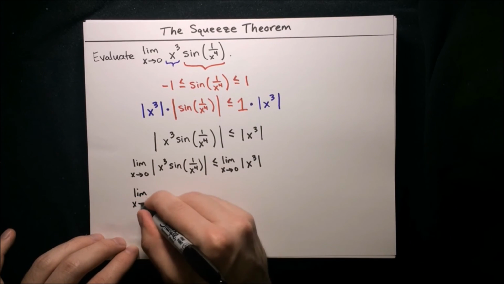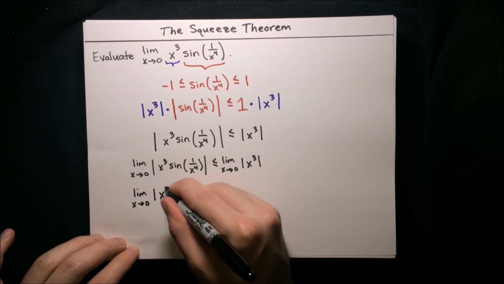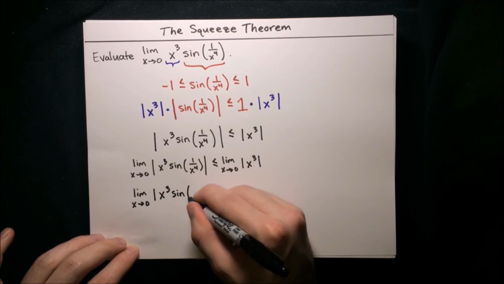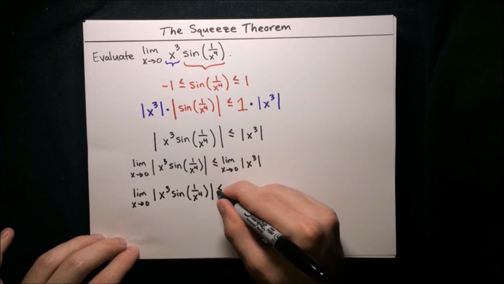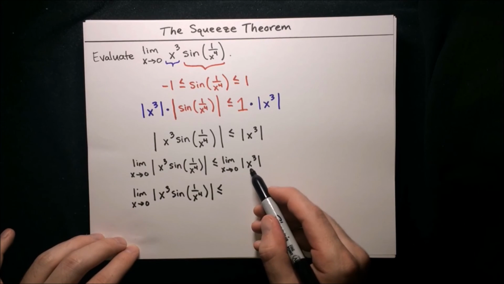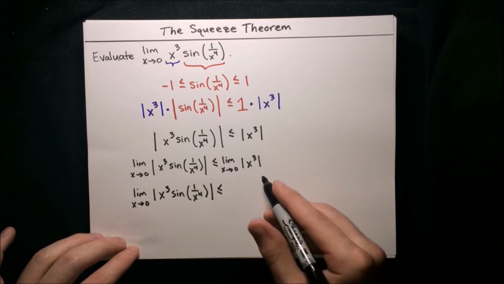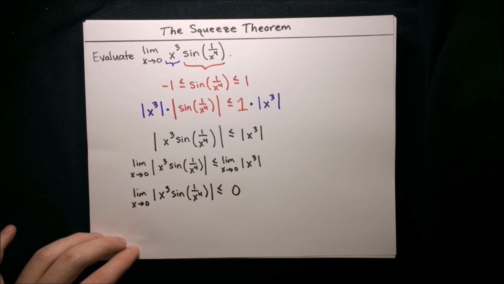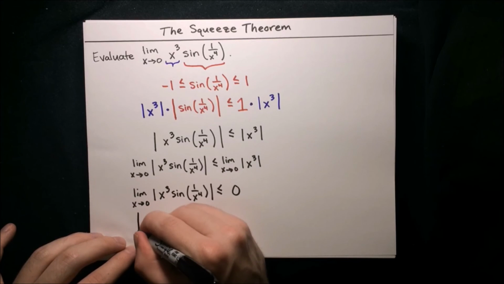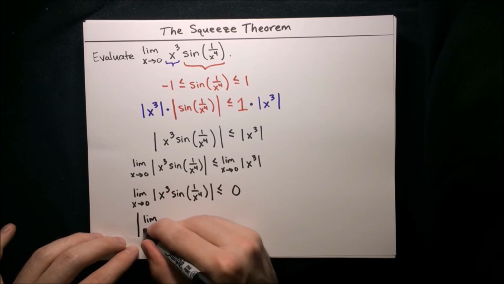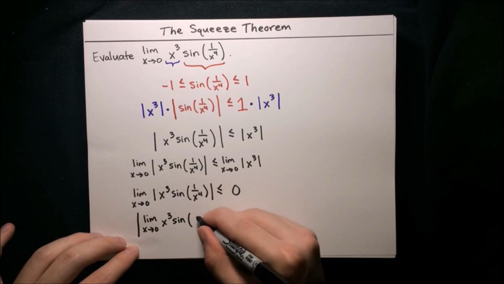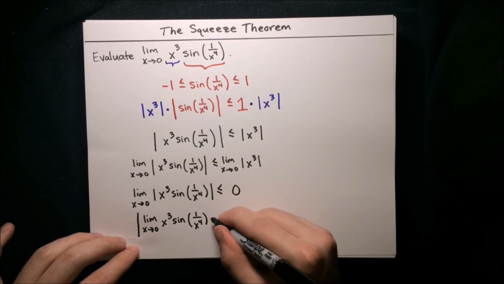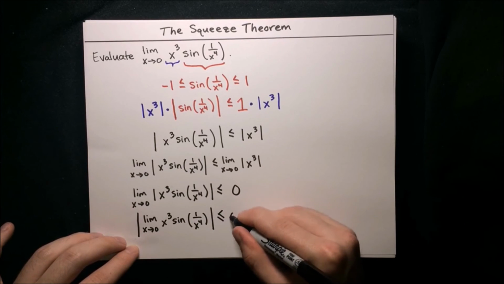Let's go ahead and write this again and evaluate that right-hand side limit. So the limit of our function, x cubed times sine of 1 over x to the fourth, is less than or equal to, just sub in 0 here, 0 cubed is 0, absolute value of 0 is 0, so 0. Now, since the limit of an absolute value is the same as the absolute value of a limit, we can go ahead and put that limit symbol into the absolute value. The limit as x approaches 0 of x cubed sine of 1 over x to the fourth, the absolute value of that, is less than or equal to 0.